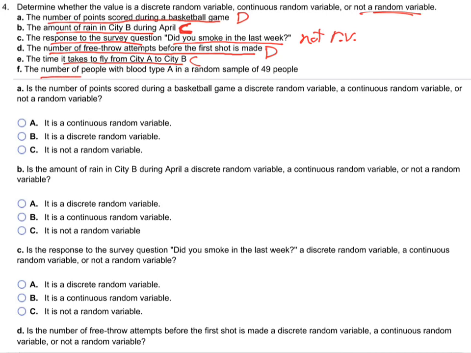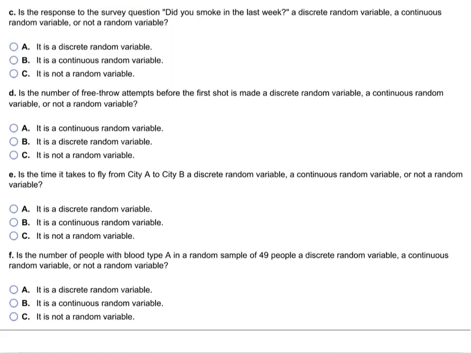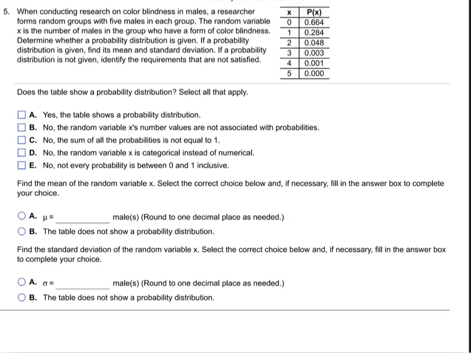And then F, the number of people with blood type A in a random sample of 49 people. It's got to be discrete, right? It's got to be a fixed number. Those good? Those okay? Get more comfortable with the discrete continuous thing? All right. This will be on YouTube. If I'm going too fast, I just want to get through these for you.